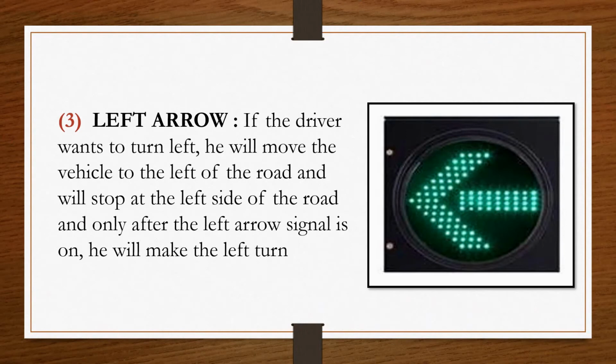Left arrow. If the driver wants to turn left, he will move the vehicle to the left side of the road and will stop at the left side of the road, and only after the left arrow signal is on, he will make the left turn.